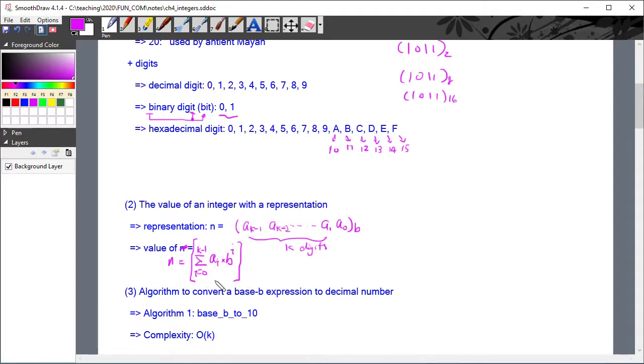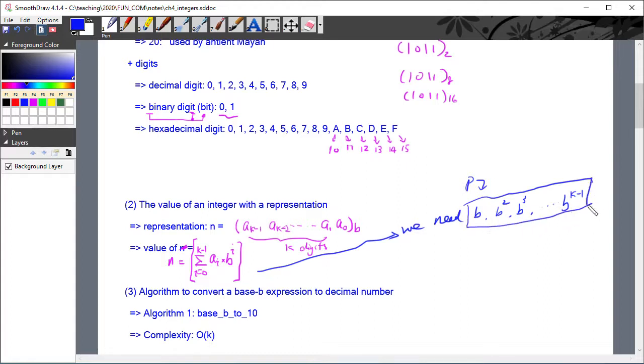Because in order to calculate this summation of the product of these two numbers, we will need b squared, b to the power 3, and eventually b to the power of k minus 1. Right? So to calculate that, I'm using a parameter p to get this sequence of powers.